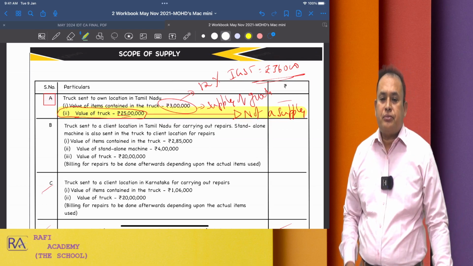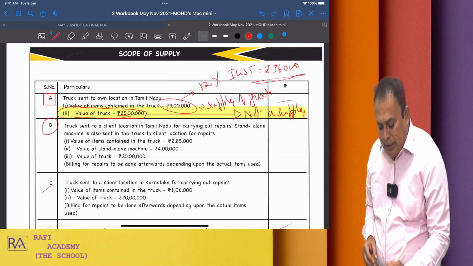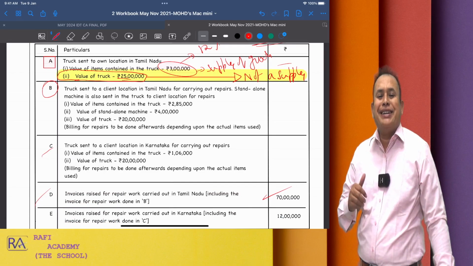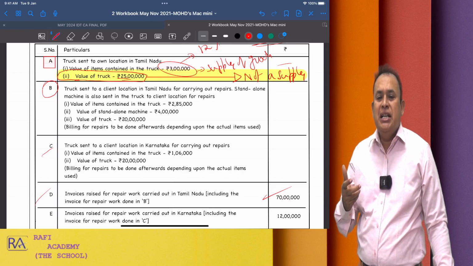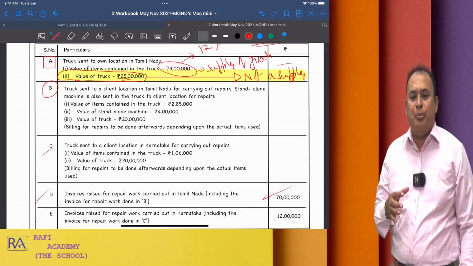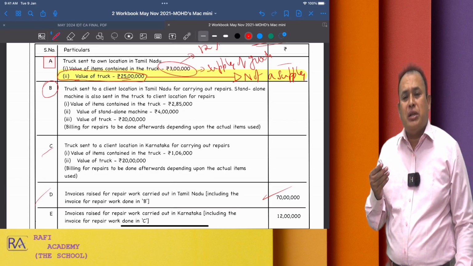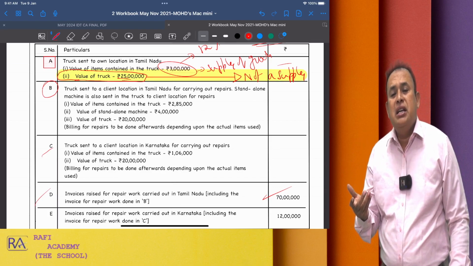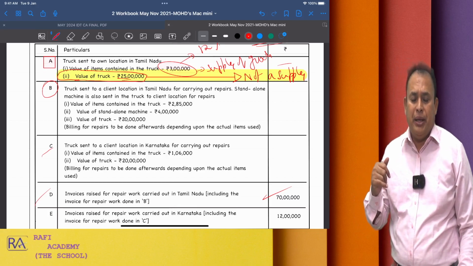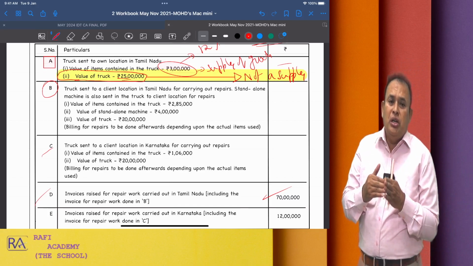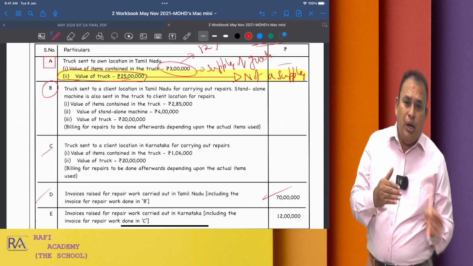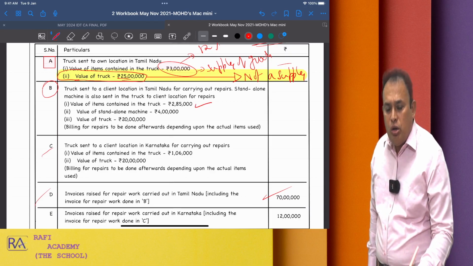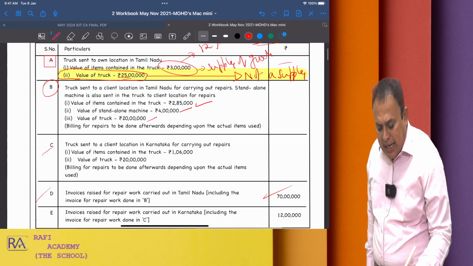Further, my dear friends, point number B here, what does it say? Truck sent to client location in Tamil Nadu for carrying out repairs, and a standalone machine is also sent in the truck to the client location for repair. From where to where? From the Tamil Nadu branch office to the client in Tamil Nadu. Value of items contained in the truck 2,85,000, standalone machine 4 lakh, value of truck 20 lakhs.